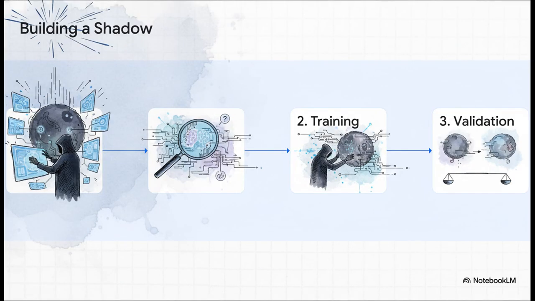As you can see, attackers start by just collecting a massive amount of data, querying the target model thousands, even hundreds of thousands of times. Then they use all that data to train their own model to behave in the exact same way. Finally, they validate their clone to make sure it's a perfect copy. It's basically reverse engineering a brain just by asking it a ton of questions.